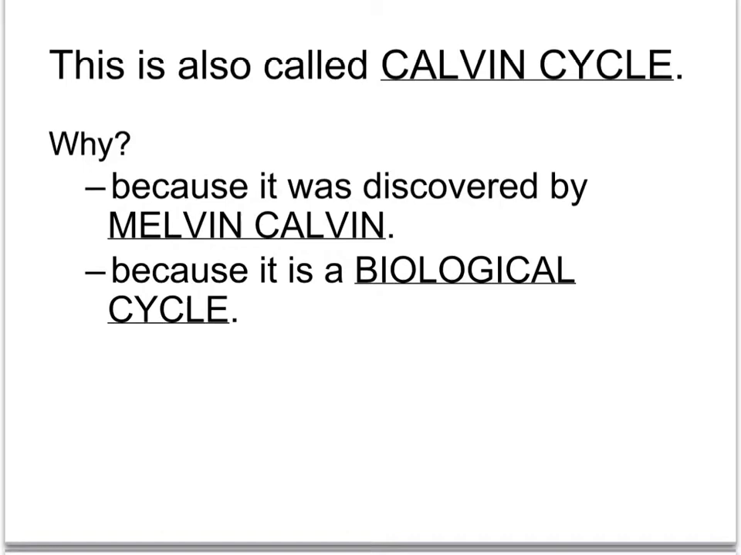These light-independent reactions have another name, so they're not always called light-independent. Sometimes they're called the Calvin cycle. These names can be used interchangeably. The reason it's called the Calvin cycle is because it was discovered by a scientist named Melvin Calvin. You see his picture on your paper. And then, of course, it's also a biological cycle. So we call it the Calvin cycle because he was the scientist that discovered it.